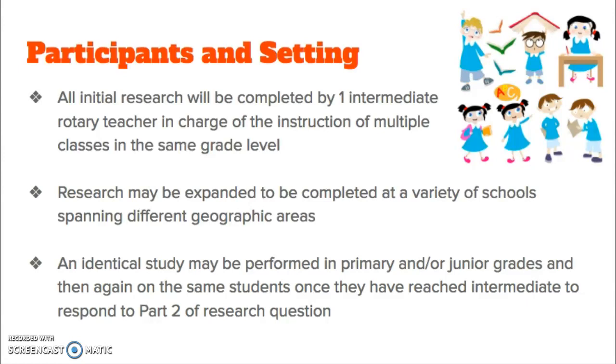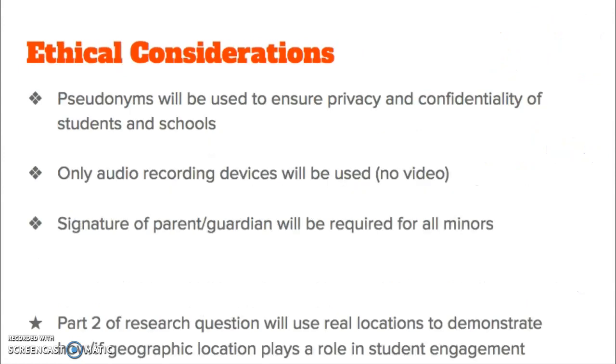In time, an identical study may be done in the primary and/or junior grades, and then again on the same students when they reach the intermediate grades to provide data for part 2 of the research question. In order to ensure the privacy and confidentiality are maintained for the participants in the study, school and participant names will be replaced by generic pseudonyms in written data.